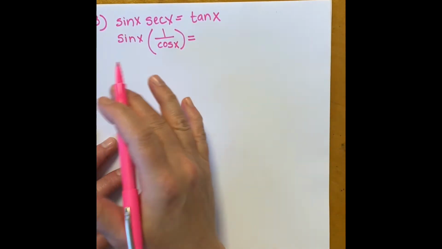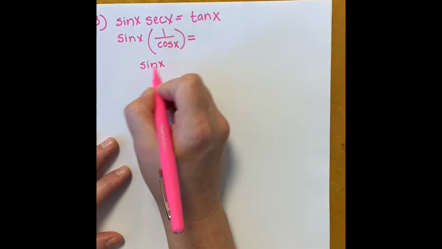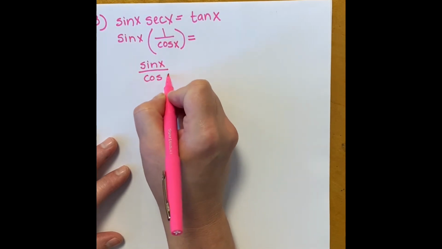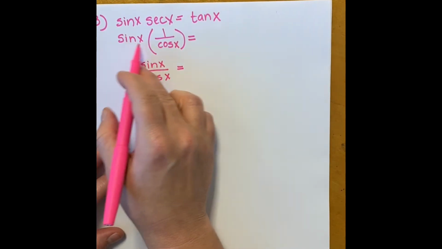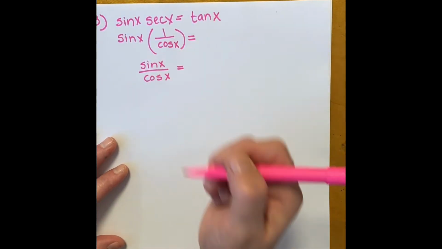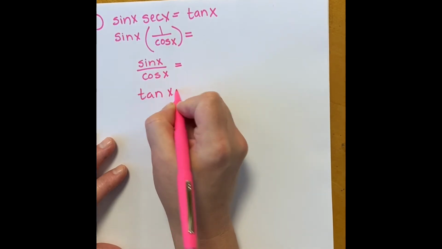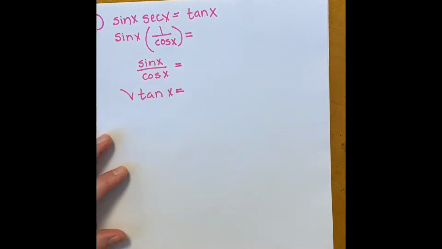And now I'm going to multiply. Sine times 1 over cosine is the sine of x over the cosine of x. Some people might want to stick a 1 under that sine. Works for me. And what does sine over cosine equal? Tangent. Boom shakalaka.